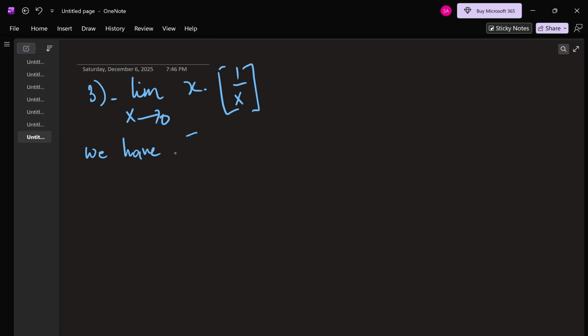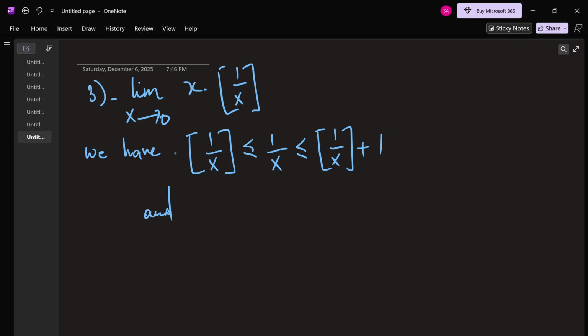By the squeeze principle, 1 over x is less than or equal to the floor of 1 over x plus 1. And also we have that 1 over x minus 1 is less than the floor function of 1 over x, which is less than or equal to 1 over x.